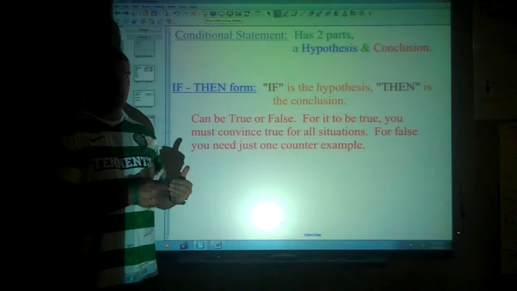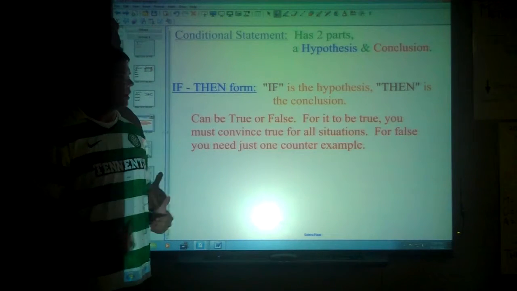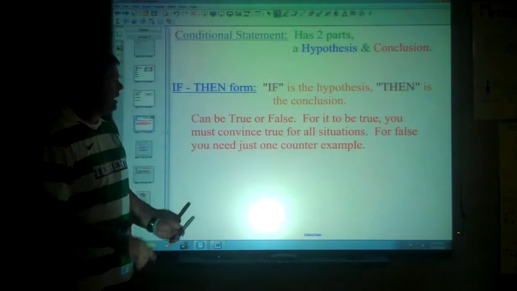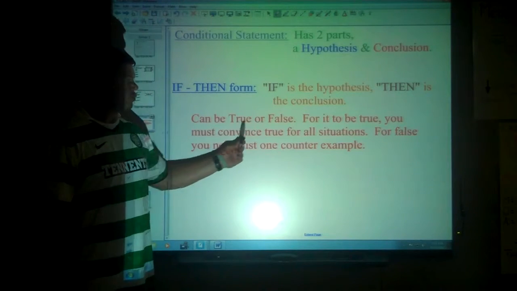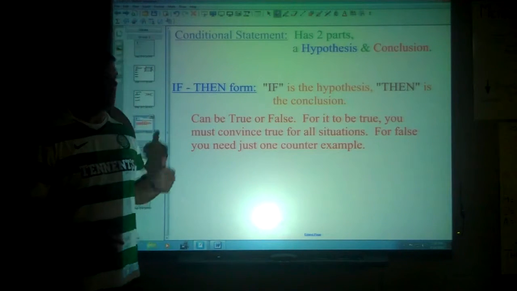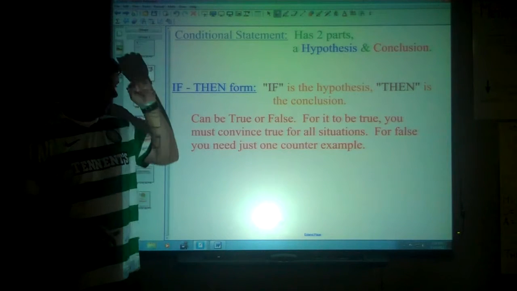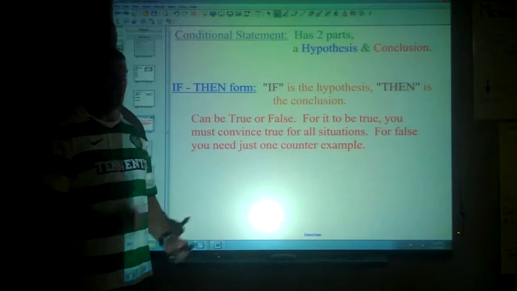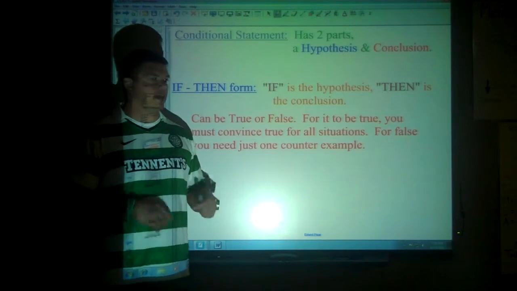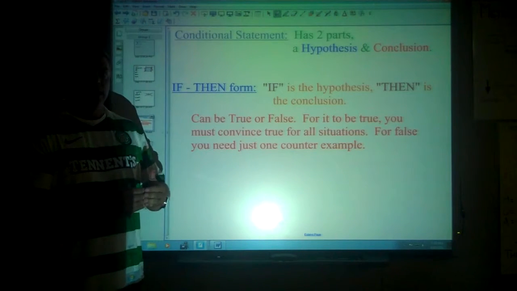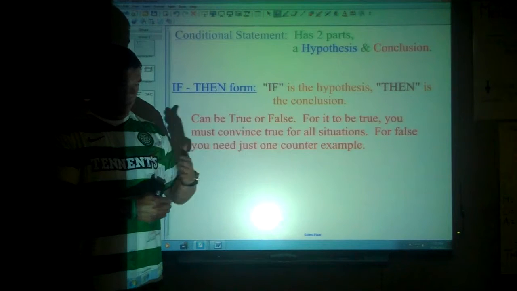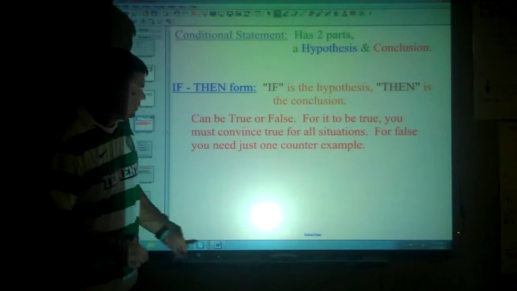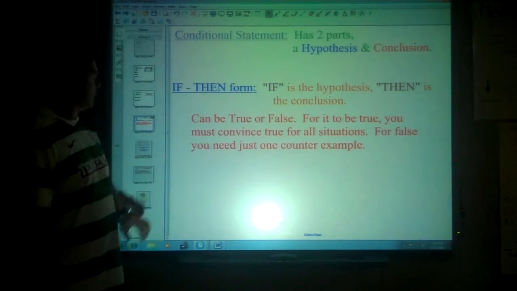Now, the conditional statement itself can be either true or false. Every single conditional statement that we make is not necessarily going to be true. It's not necessarily going to be false. But if your conditional statement is true, you must be able to convince others it's true for all situations. You can't just make the statement and then not be able to back it up. It must be true in all circumstances. But in order to prove something false, it just takes one counterexample. It doesn't take a repetitive amount of times, because the statement is based on one particular circumstance, and I need to prove that it's true all the time, and then all I need is one counterexample for that to not be true. Alright, so this is going to be a lot of logic.